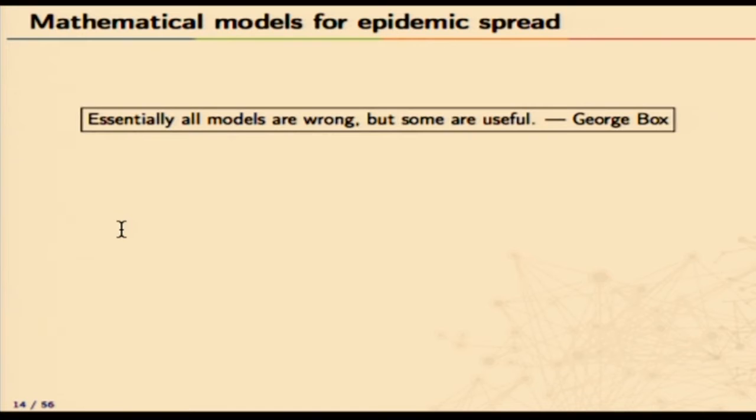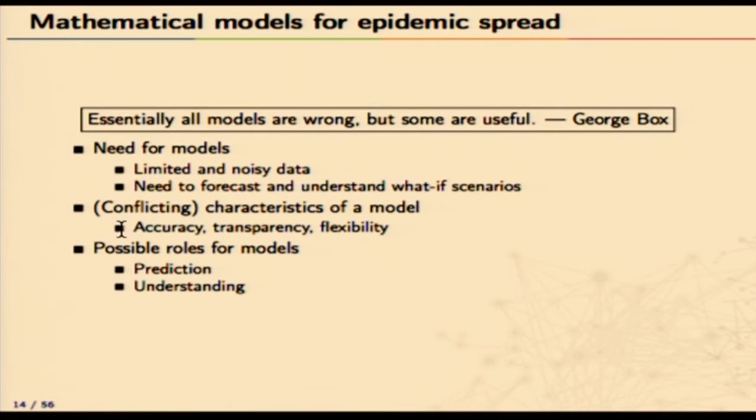You might have seen this quote by George Box. It's even harder in the case of epidemic spread because there's a lot of uncertainty in the data that one can get, as you'll see later. There are different kinds of models, depending on the possible roles, whether you're doing it for prediction or for understanding, and that determines what characteristics of the model you need to care about, such as accuracy or transparency and so on.